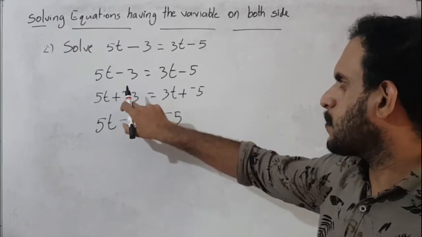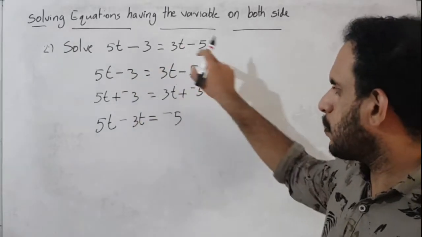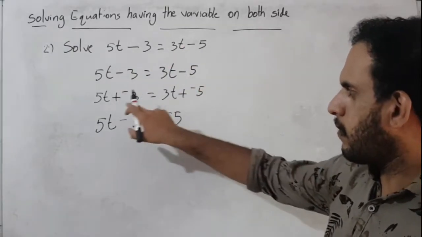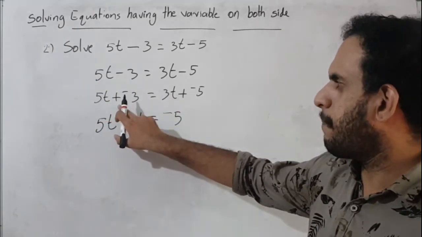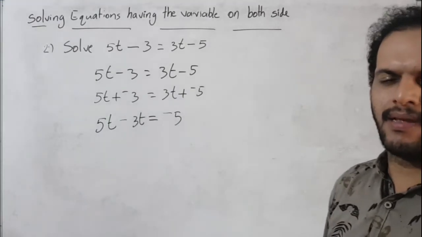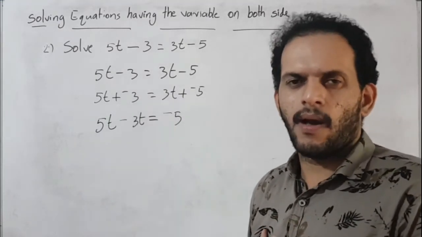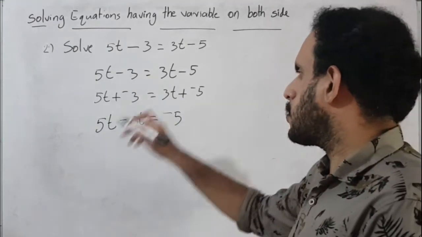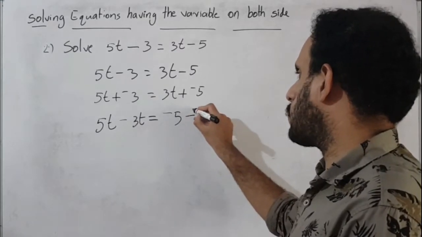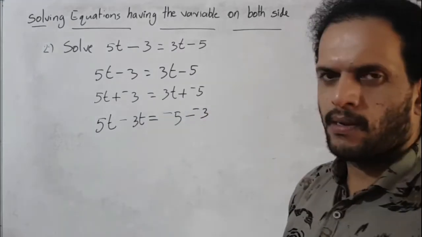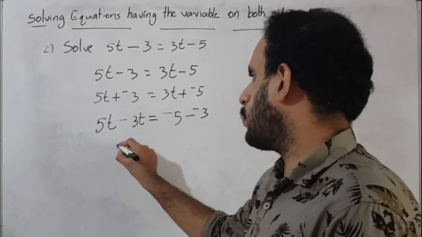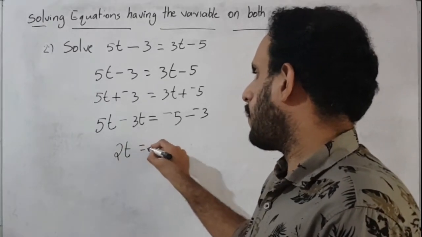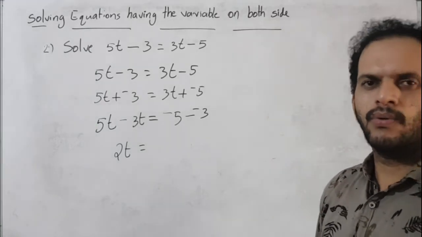Next we transpose minus 3 to the right. What is the change? What are we doing here? Minus 3 is added, correct? 5t plus minus 3. So when we transpose, what is the change? It is minus 3, correct? Then 5t minus 3t is equal to 2t.